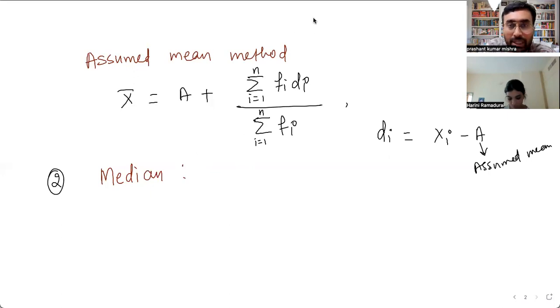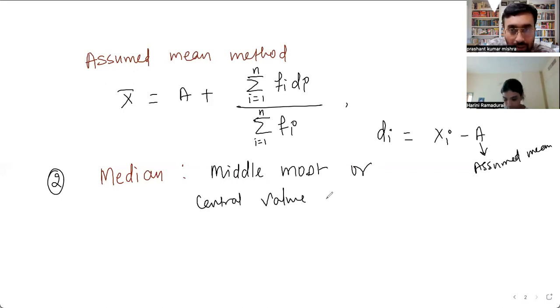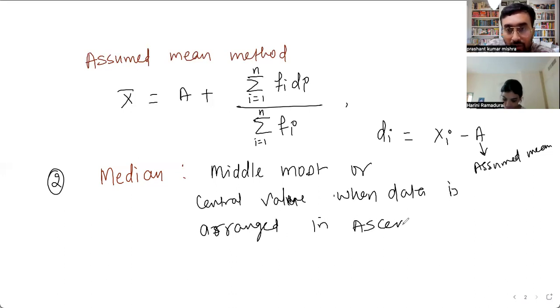Now, median. In the case of median, you should know it is the middlemost value, or you can say the central value, when the data is arranged in ascending order. Noted? Okay.